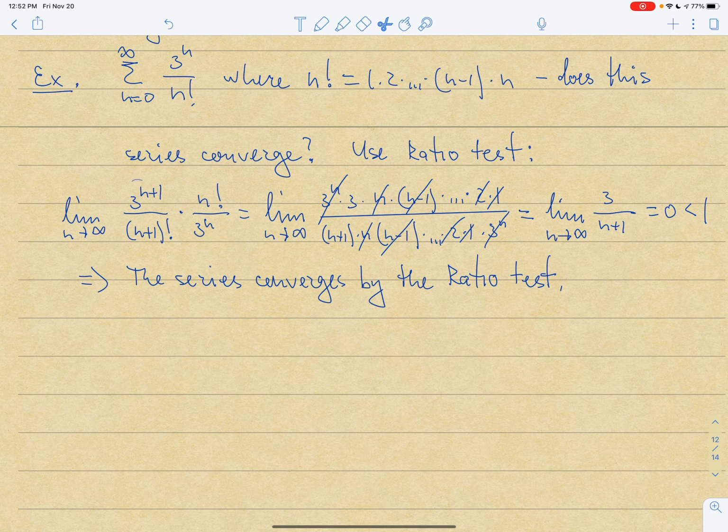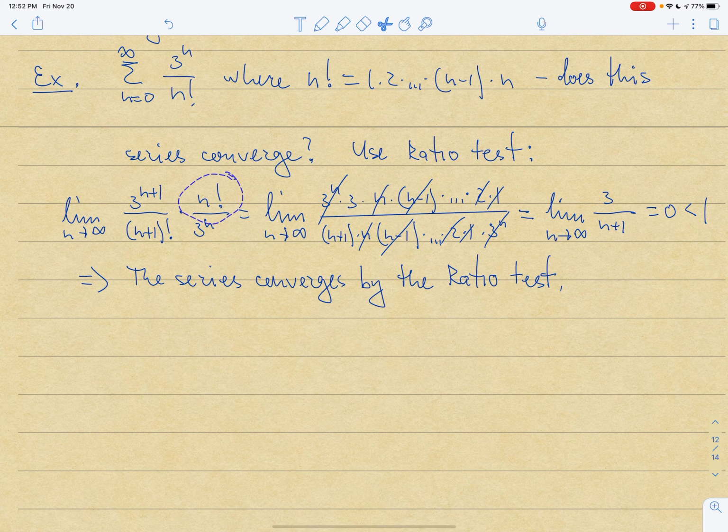So the n plus first term is this. 1 over nth term is that. Everything here is positive, so I don't need to take the absolute value. Then I see this is 3 to the power n plus 1. This is 3 to the power n. I can cancel 3 to the power n. I'll have an extra 3 on the top.